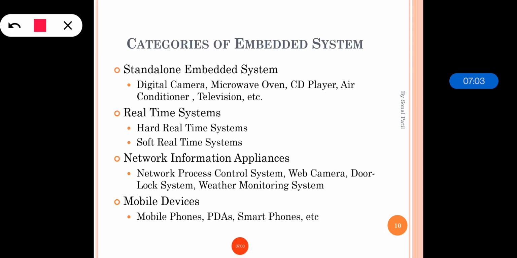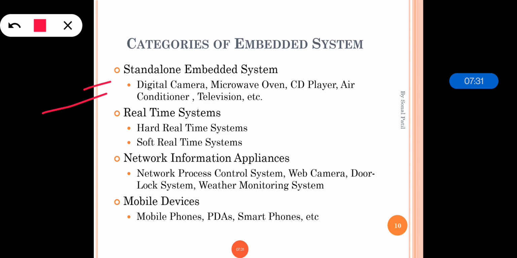Now the categories of embedded system. Actually, a total of four are there: standalone, real-time, network information appliances, and mobile devices. So, as its name implies, a standalone embedded system works in the standalone mode. It takes input, processes them, and produces the desired output. So that is the standalone system. For example, digital camera, microwave oven, CD player, and so on.